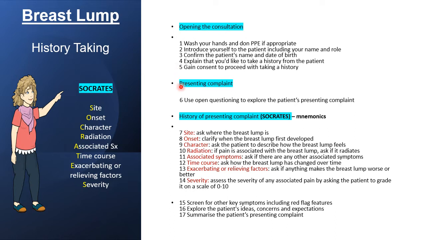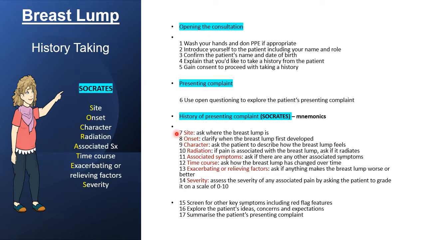The next part is the presenting complaint. Use opening questions to explore the patient's presenting complaint. Subsequently, continue with the history of present complaint. It is usually best to use the SOCRATES mnemonic to get the various details of the symptoms. Although this mnemonic was classically used for pain, it can also be modified and used for breast lump.